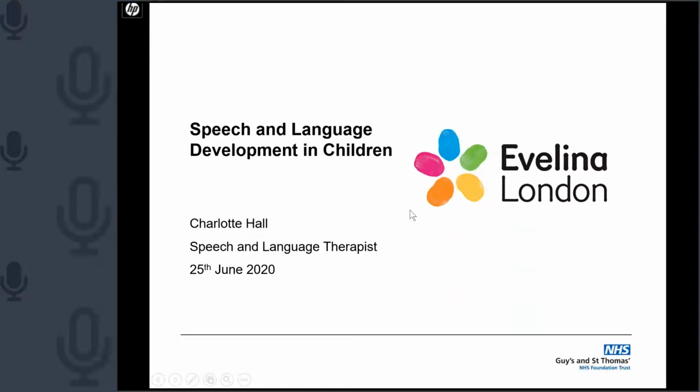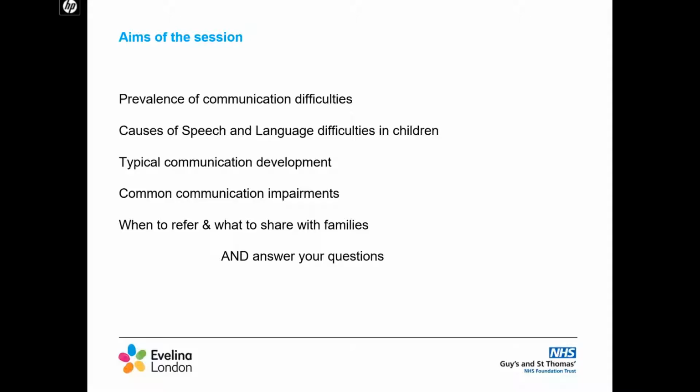So today I'm going to be chatting about the prevalence of communication difficulties. I'm going to be talking about common causes of speech and language difficulties in children, and also what typical communication development looks like. We're going to cover some more common communication impairments and give you an overview of who speech and language therapists might work with, when to refer to them, and what information to share with families, as well as answer any questions that you have.